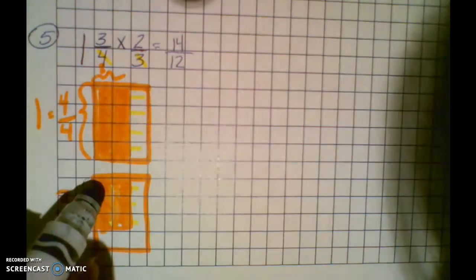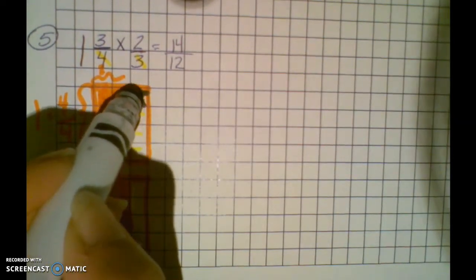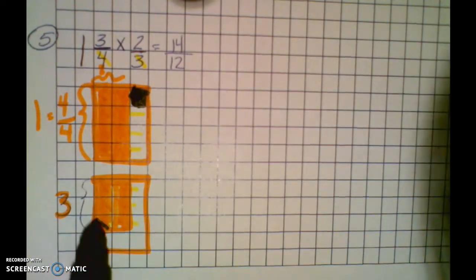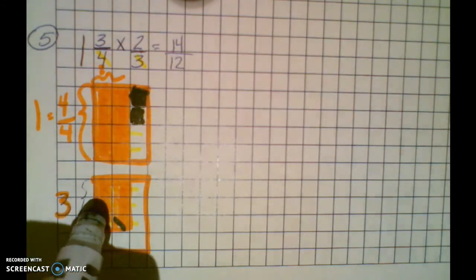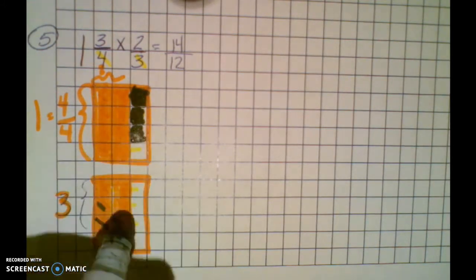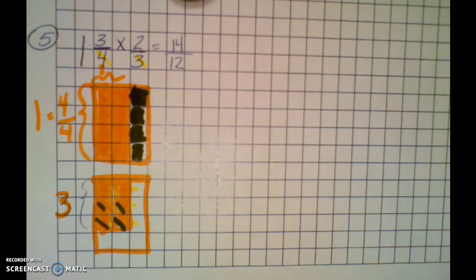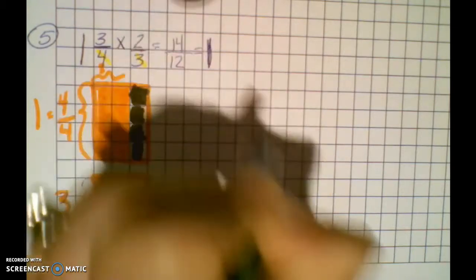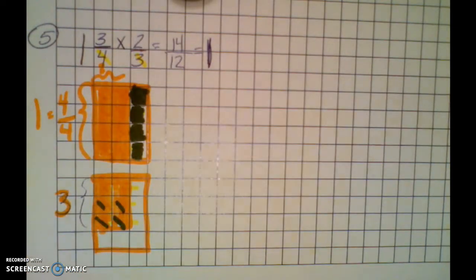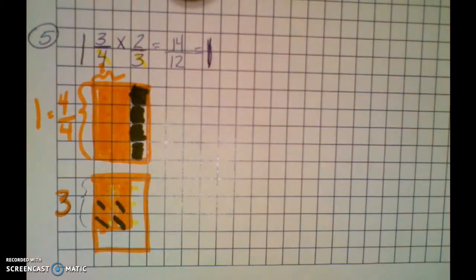So I'm going to come down here, and I'm going to start taking a piece out of my model and filling it in. So I'll take that one, I'll take this one, move it up here. I'll take this piece, move it up here. I'll take this piece, move it up here. So now I've got one whole. So in my solution, or my product, I have one whole. Now that makes sense because 12 goes into 14 one time.